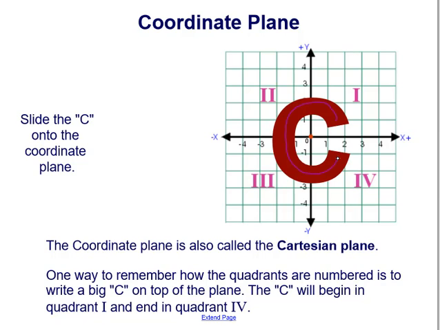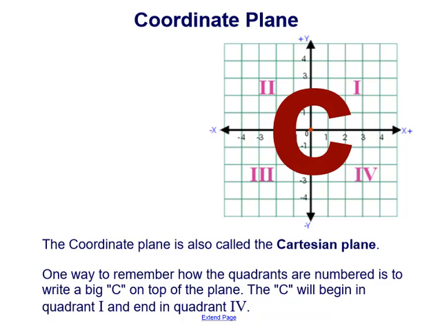If you ever are unsure, just think that coordinate plane, Cartesian plane, they both start with the capital C, and that will help you draw and number the quadrants. Here is the example of it completed. Again, that big C is going to be helping you whenever you need to know how to number the quadrants.